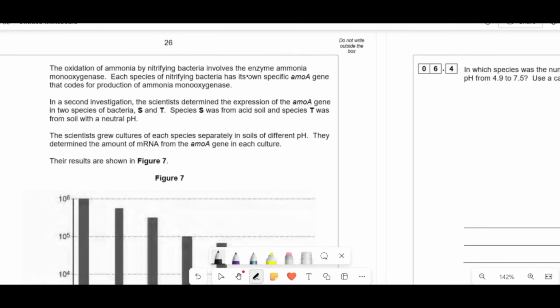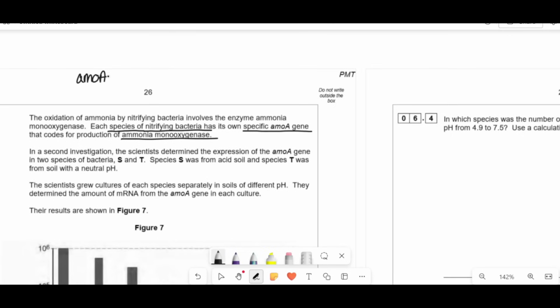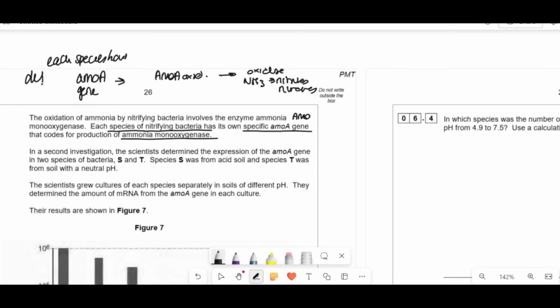So the oxidation of ammonia by nitrifying bacteria involves this enzyme ammonia monooxygenase. Each species of nitrifying bacteria has its own specific AQA gene that codes for the production of ammonia monooxygenase. So fine, each species has its own specific AQA gene that makes this, right? So scribble that down. AQA gene leads to, I'm going to just call this ammonia oxidase, just something so I know what that means, right? So this codes for this production. And what else did we know? What this does is it will oxidize ammonia into nitrites and nitrates, from the whole question, remember? And it's also told you that each species has a slightly different version of this.